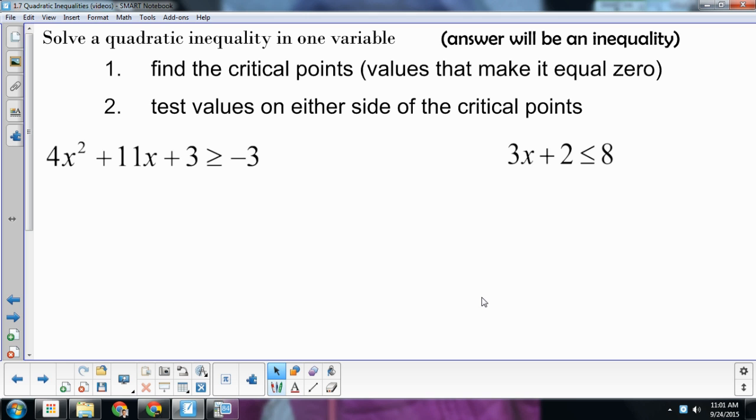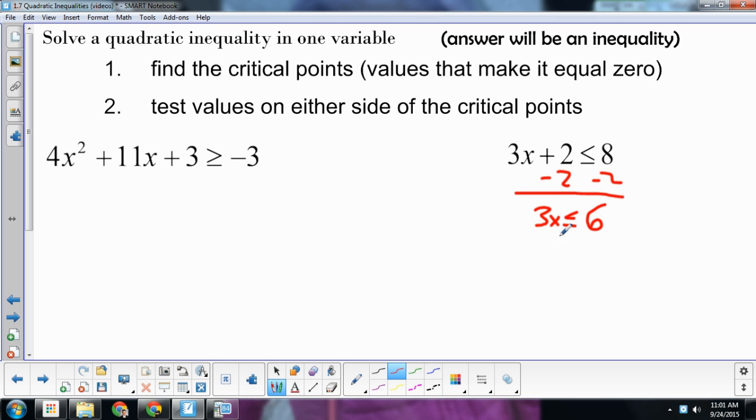To show you how I would solve that, we learned how to do this back in Algebra 1 most likely. I would subtract 2 from both sides. So I solve it the same way I do an equation. It just happens to be an inequality symbol. So 3x is less than or equal to 6. I go ahead and divide by 3, and I end up with x values that are less than or equal to 2. And then usually when we had our answers to inequalities like this, we would often graph our solutions.